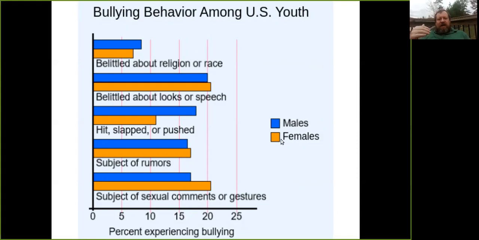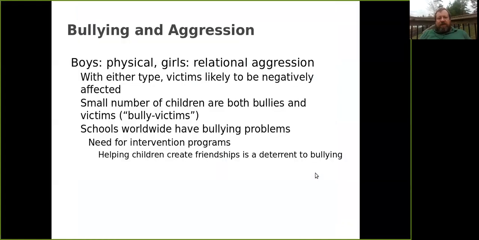This is just a percentage of boys and girls who have experienced bullying at that transition to middle school. So this is less than 10% of boys have been belittled about their religion or race, but about 20% of boys and girls have been belittled about their looks. Boys were more likely to be the victims of physical aggression. Both boys and girls, but girls a little more so than boys, were victims of rumors and sexual comments and gestures.